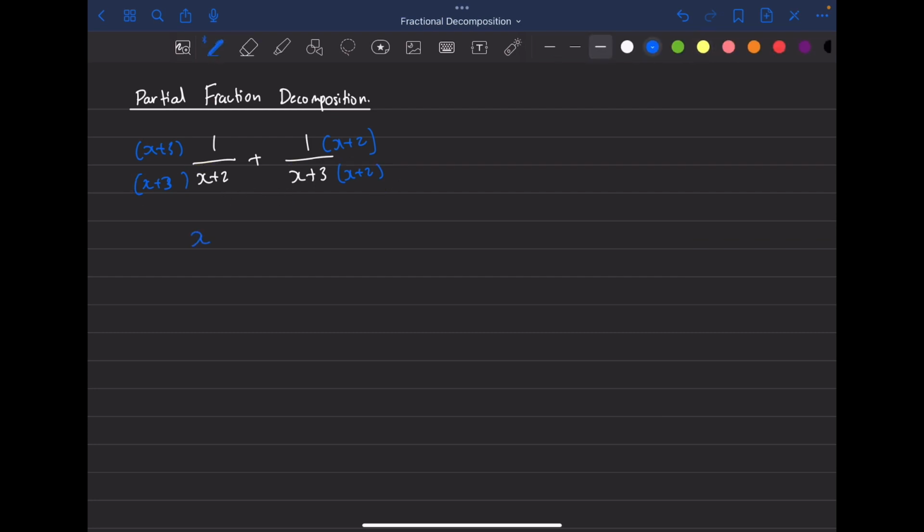We would get x plus 3 for the first fraction over x plus 3, x plus 2, and then plus, for the second fraction, we would get x plus 2 over x plus 3, x plus 2. And now since we have common denominators on both fractions, what we can do now is actually add them up. So this would give us x plus 3 plus x plus 2 all over x plus 3, x plus 2.